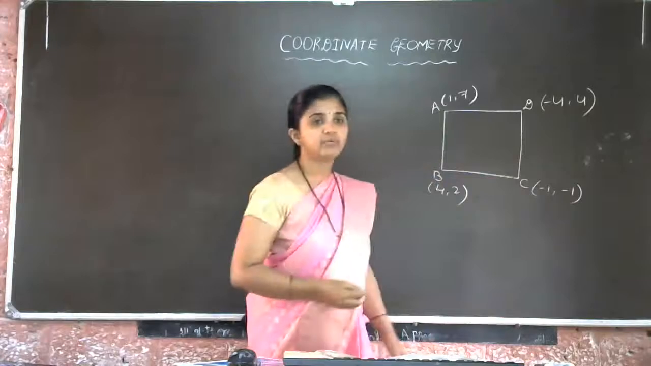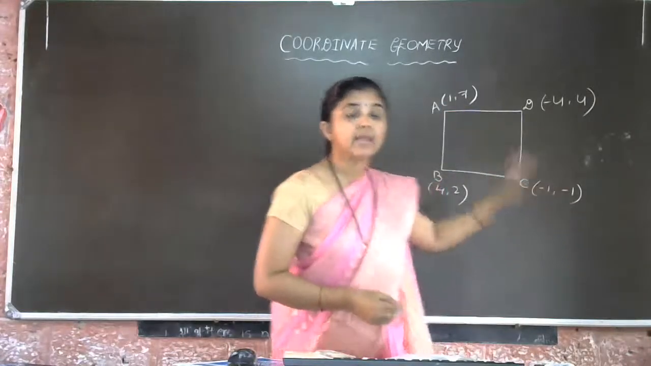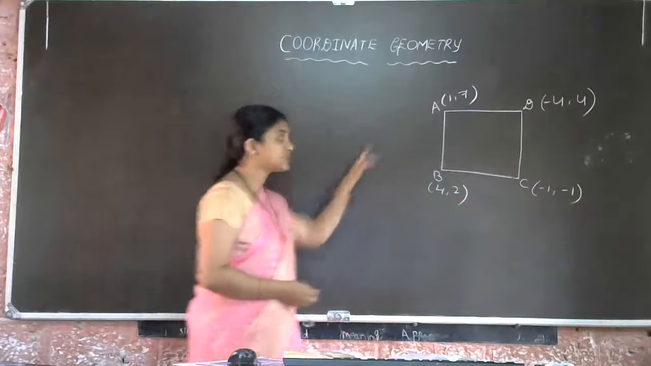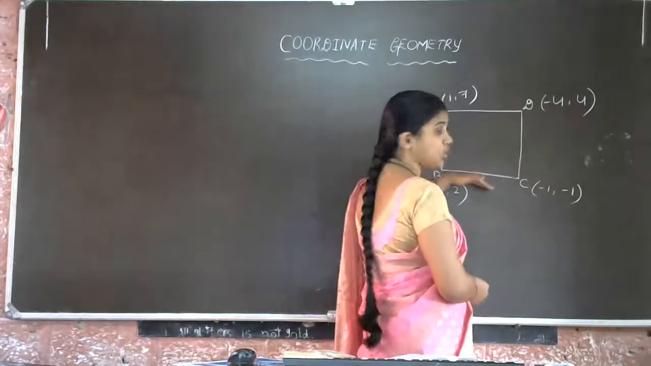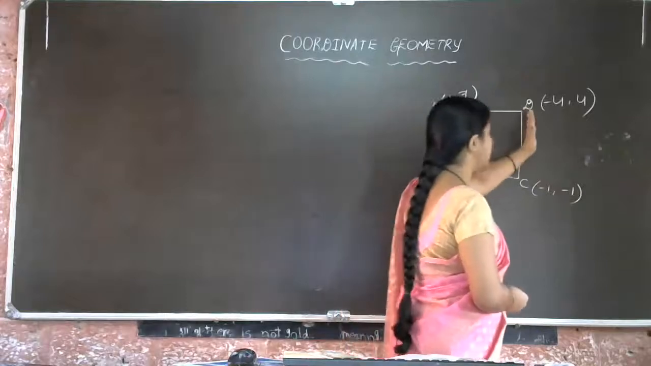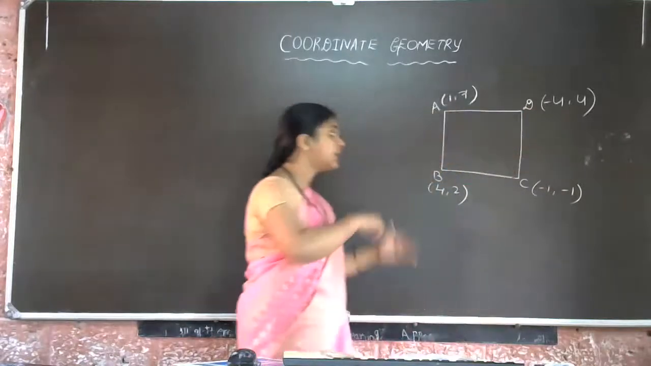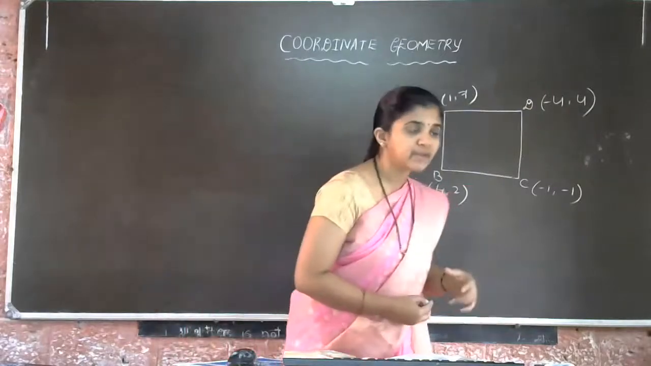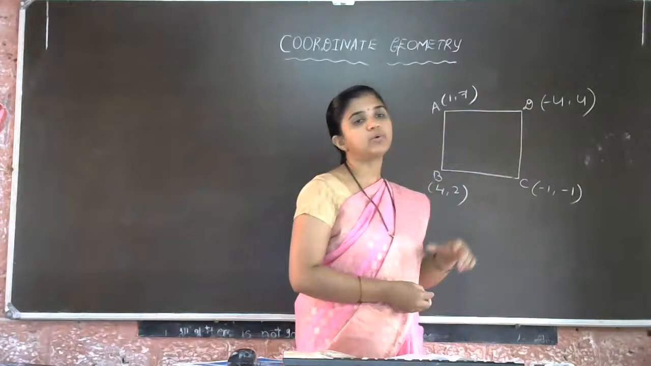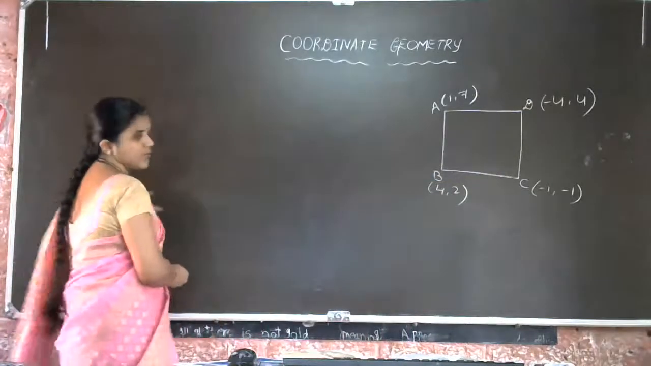Now, what we have to do is show that ABCD is a square. In the sense, what we have to prove is that the AB distance is equal to the BC distance, that is equal to DC, that is equal to AD. We have to show that all four sides are equal. To obtain that, we have to apply the distance formula. So first we'll work out the AB side.